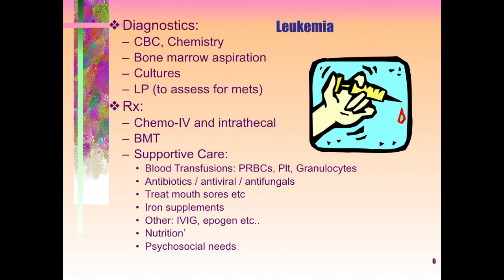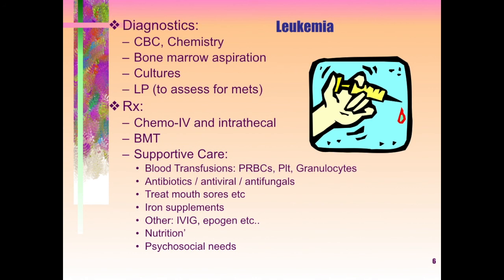So our treatment for leukemia is going to be chemotherapy, IV as well as intrathecal. After the rounds of chemo, if they're not responding, this child might be sent to St. Jude's for a bone marrow transplant. And then the supportive care, like I've said already, administering blood, administering antibiotics, antivirals, or antifungals as needed, giving the child good oral hygiene and treating infections.